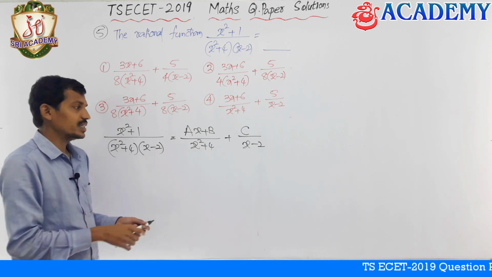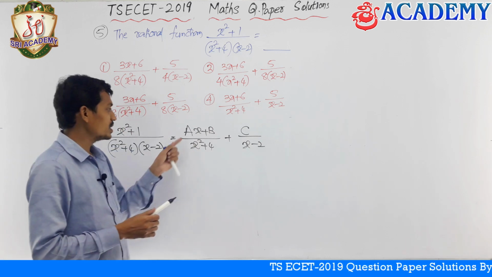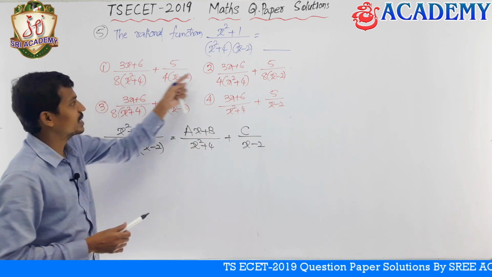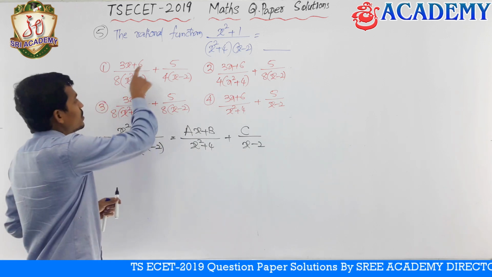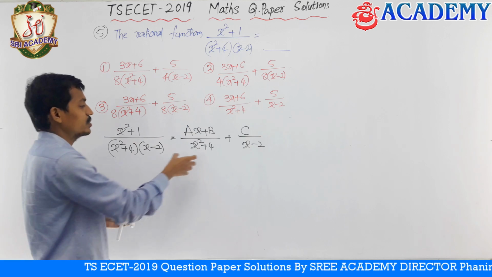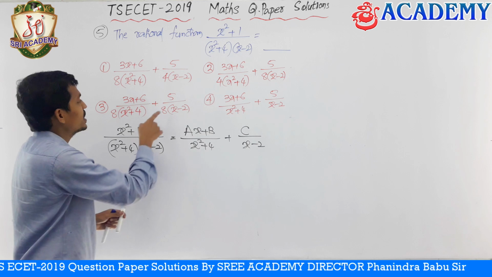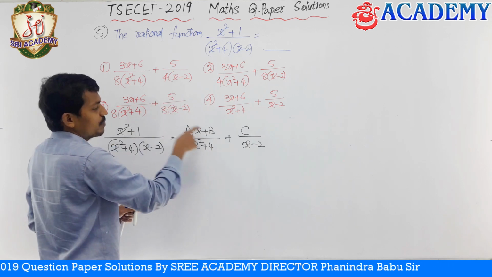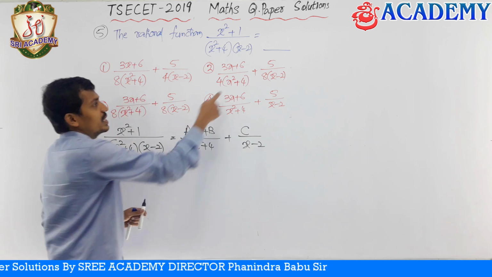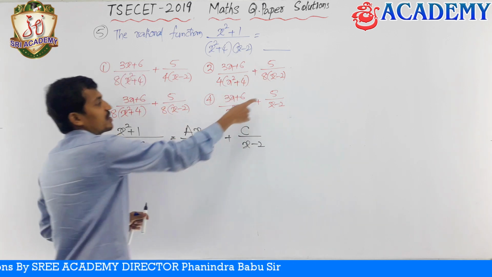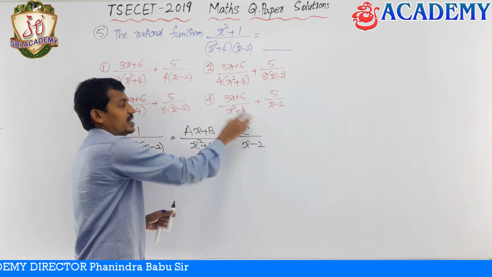Actually, here A, B and C are going to be unknowns. You have to find the values of these unknowns. That is what is being asked indirectly through the options. Two factors are there, and in each and every option you are going to get these two factors only, but the corresponding values are going to be different. In the first option it is 5 by 4, here 5 by 8, here 5 by 8, here 5 only. Different values are there. That's why first I will find the C value.